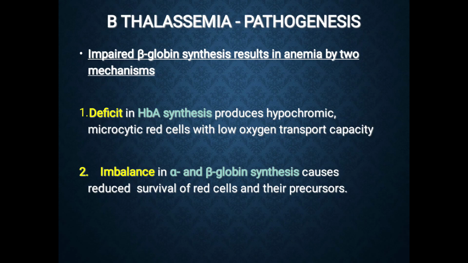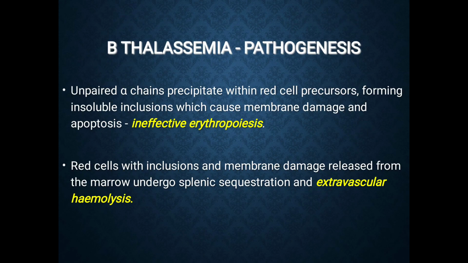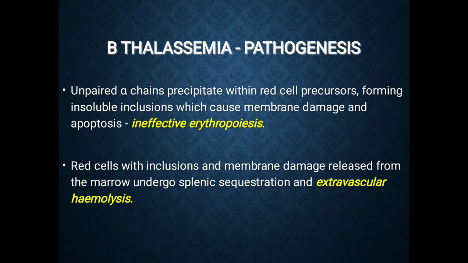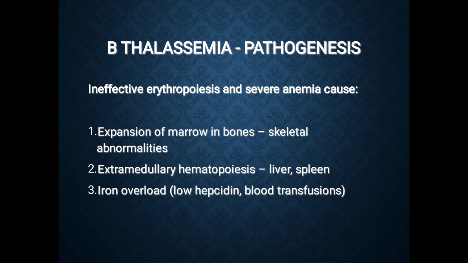The common pathogenesis is there is deficit of HbA synthesis because there is beta chain deficiency, and there is imbalance between the alpha and the beta chains. Like we discussed here, in beta thalassemia there will be excess of alpha chains. This deficiency leads to 2 main things, that is ineffective erythropoiesis and extravascular hemolysis, and I'll discuss these 2 conditions in the further slides.